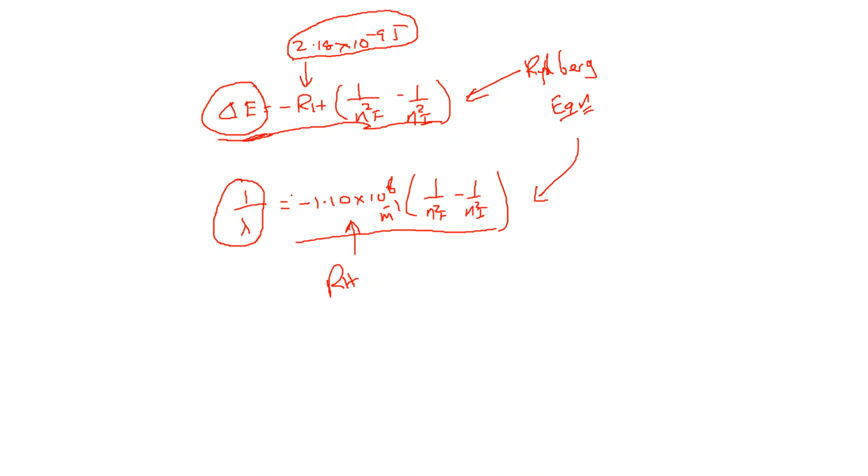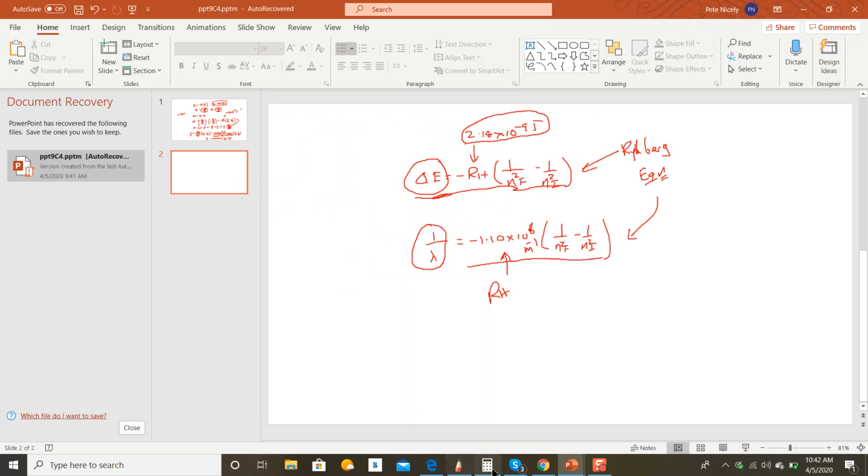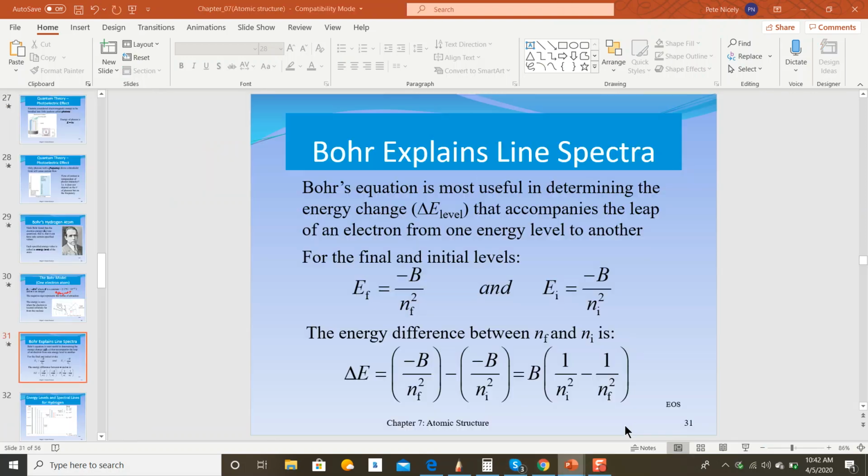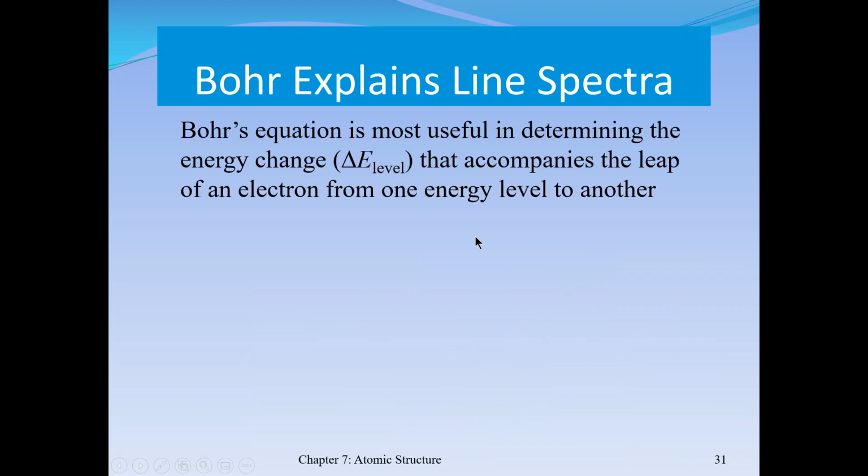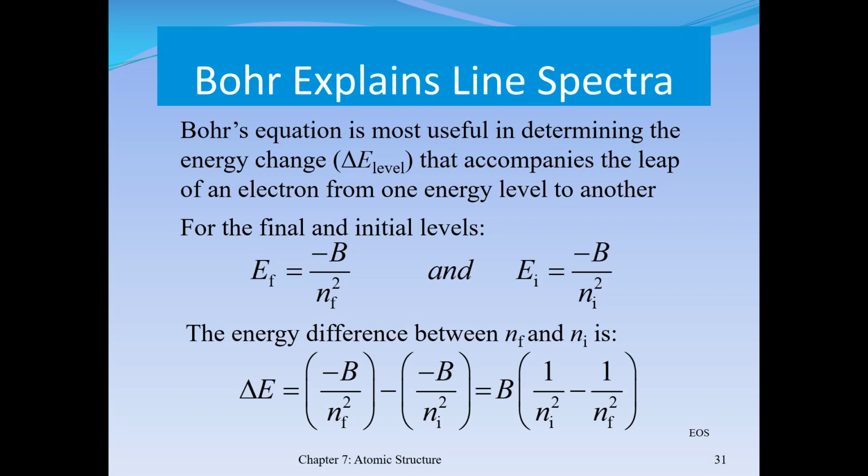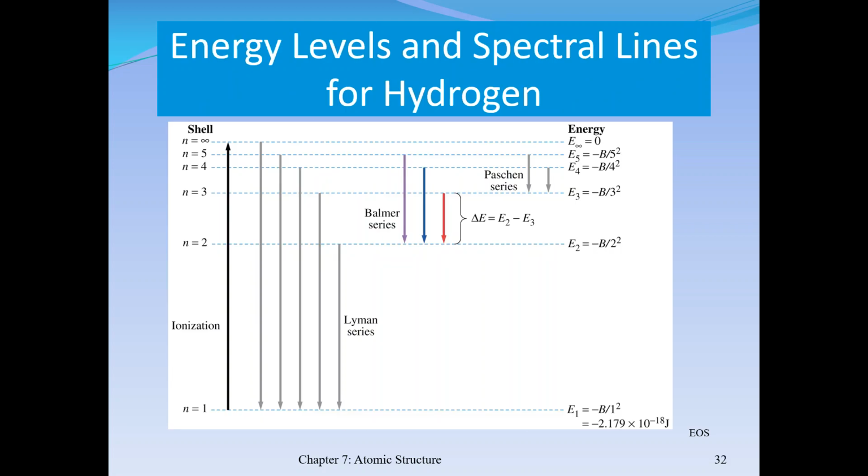Okay, another thing. Let me go back to the PowerPoint to say something more about how this relates to the line spectra, because basically the line spectra that we see for hydrogen can be explained based on the Bohr model, and that is shown in this diagram right here.